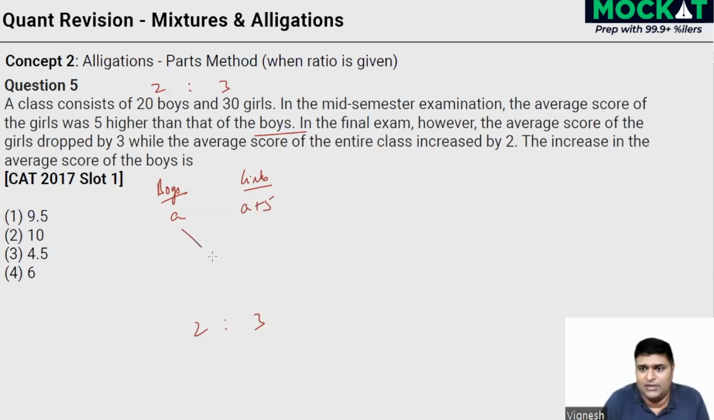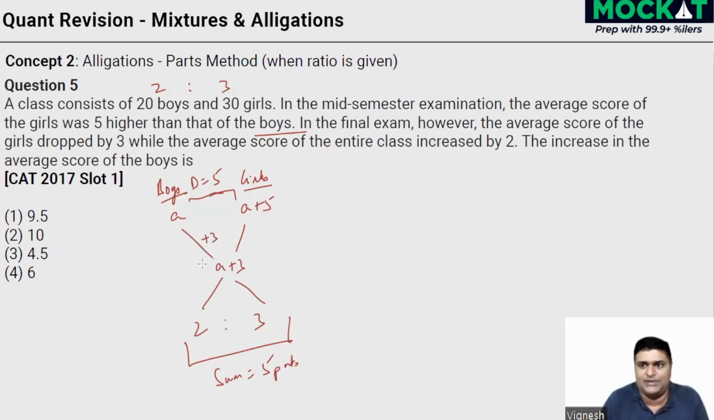Entire class. To find the average of the entire class, what do I do? The sum of the parts over here is 5. Take the difference over here. The difference is A plus 5 minus A, which is 5. So 5 is the difference in 5 parts over here. Each part is going to be 1. I'm pulling by 3 parts from here towards this, add 3. And I get A plus 3 as the combined class average. This is the class average.